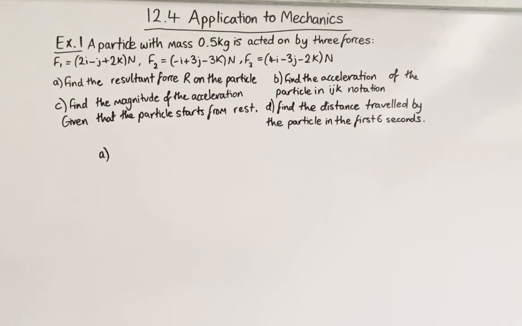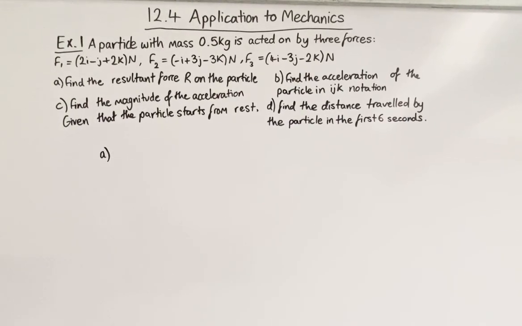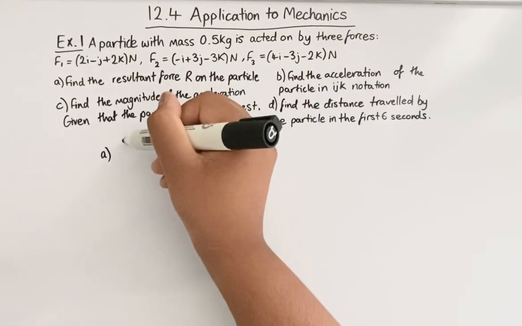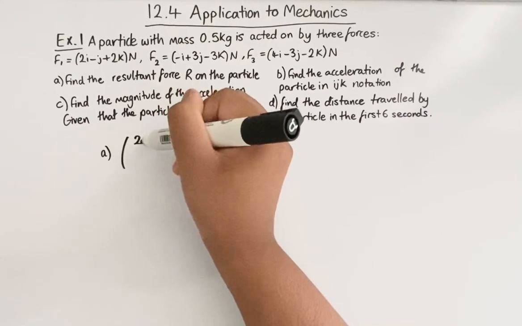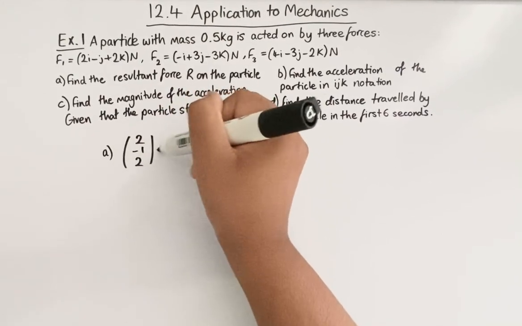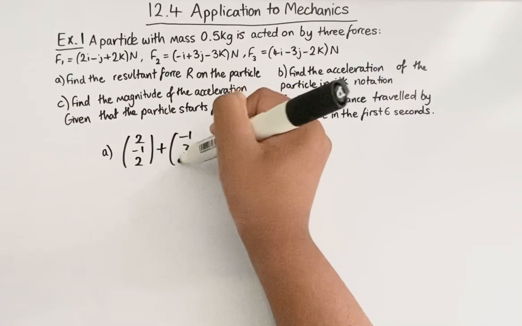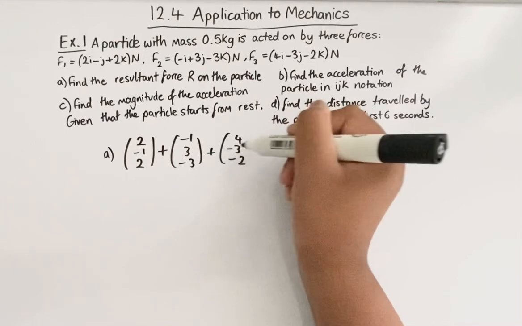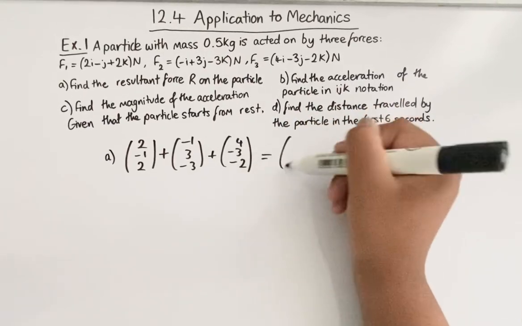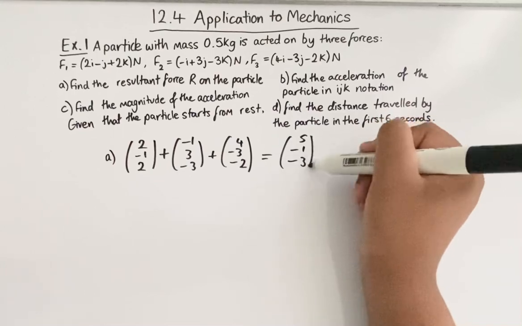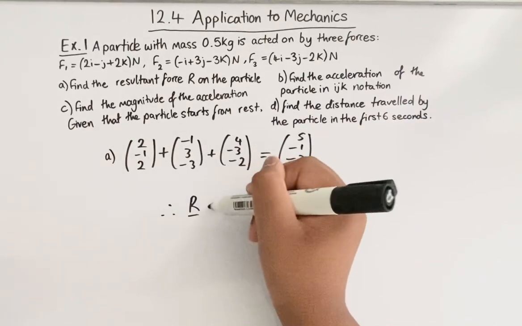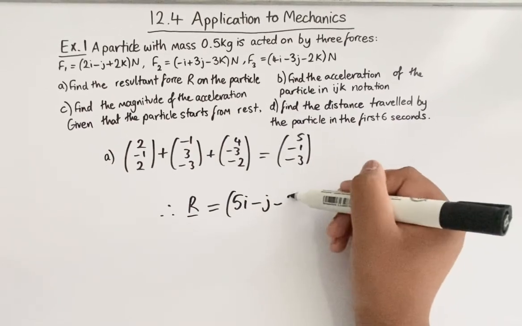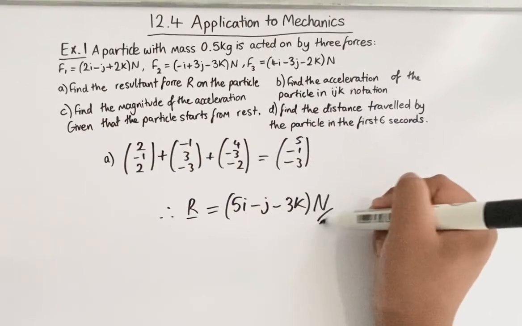For Part A, the resultant force will just be the sum of the forces acting on the particle. And so that will be F1 plus F2 plus F3. If we write them in column vector form, it will be equal to (2, -1, 2) plus (-1, 3, -3) plus (4, -3, -2), and this will give you (5, -1, -3). And so therefore, R is equal to 5i minus j minus 3k newtons.